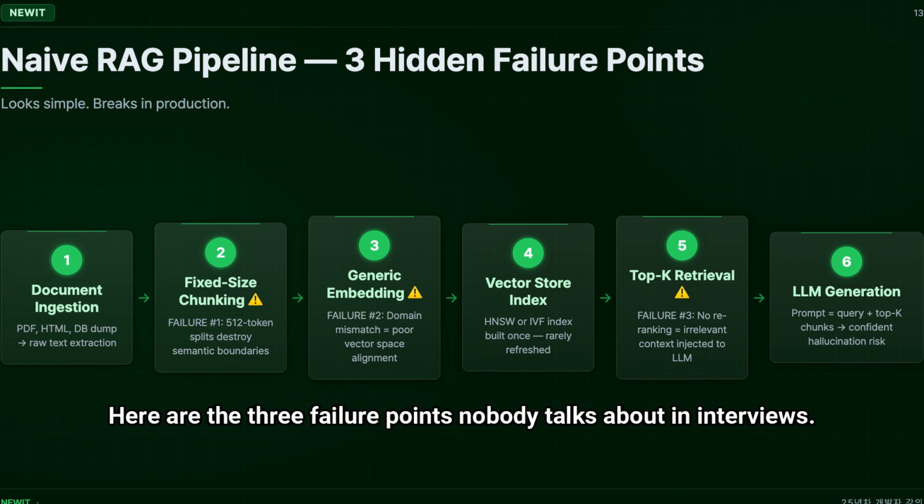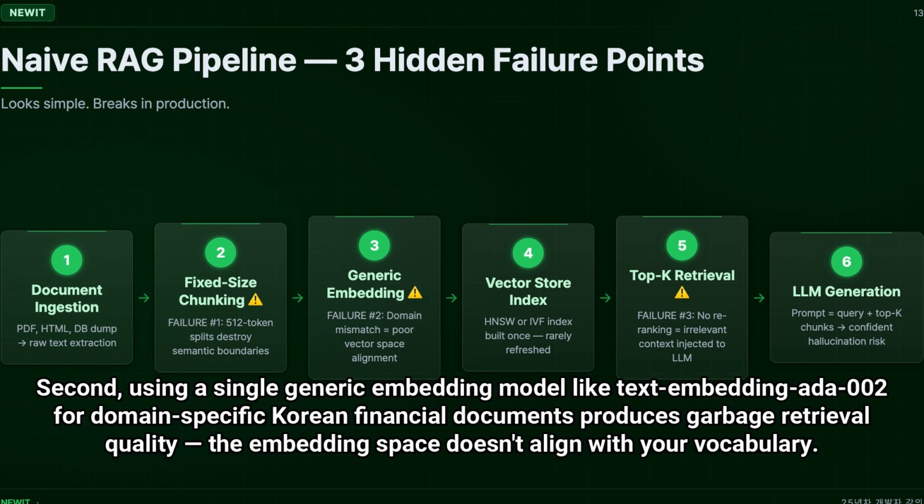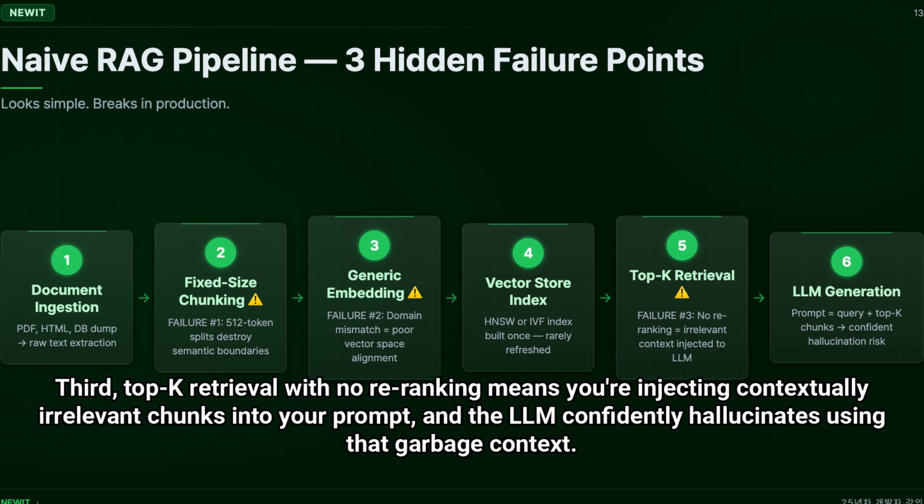Here are the 3 failure points nobody talks about in interviews. First, fixed-size chunking at 512 tokens blindly splits mid-sentence, destroying semantic coherence. Your embedding literally doesn't know what the chunk means. Second, using a single generic embedding model like text-embedding-ada-002 for domain-specific Korean financial documents produces garbage retrieval quality. The embedding space doesn't align with your vocabulary. Third, top K retrieval with no re-ranking means you're injecting contextually irrelevant chunks into your prompt, and the LLM confidently hallucinates using that garbage context.